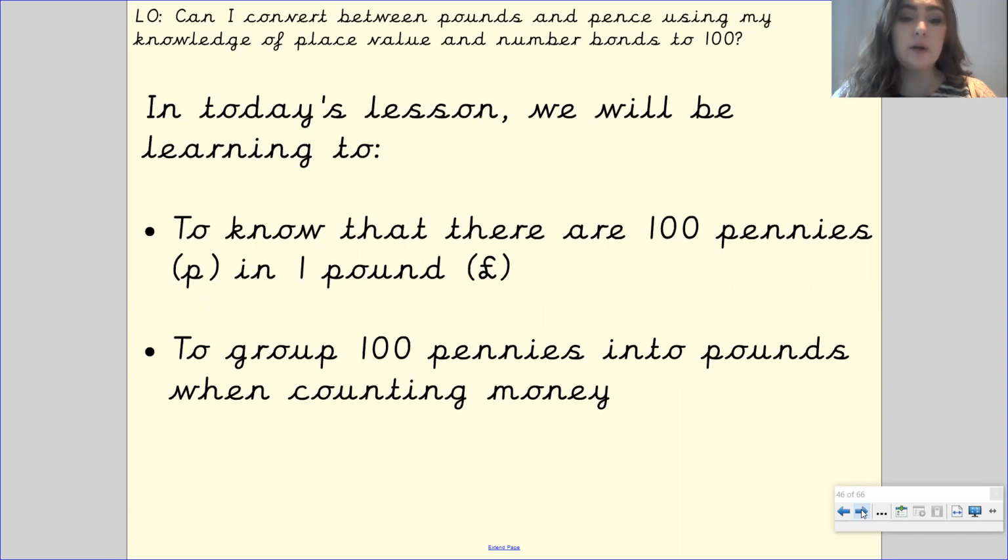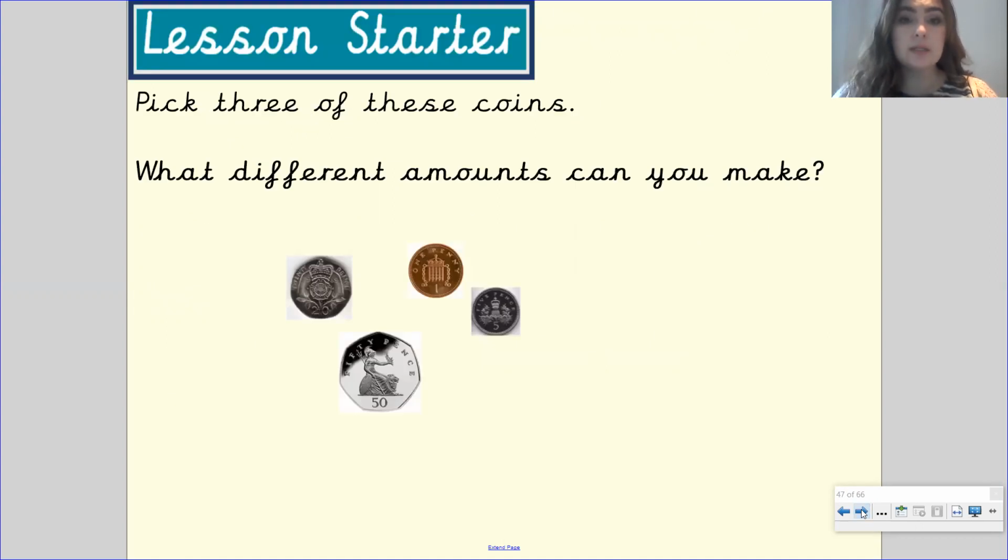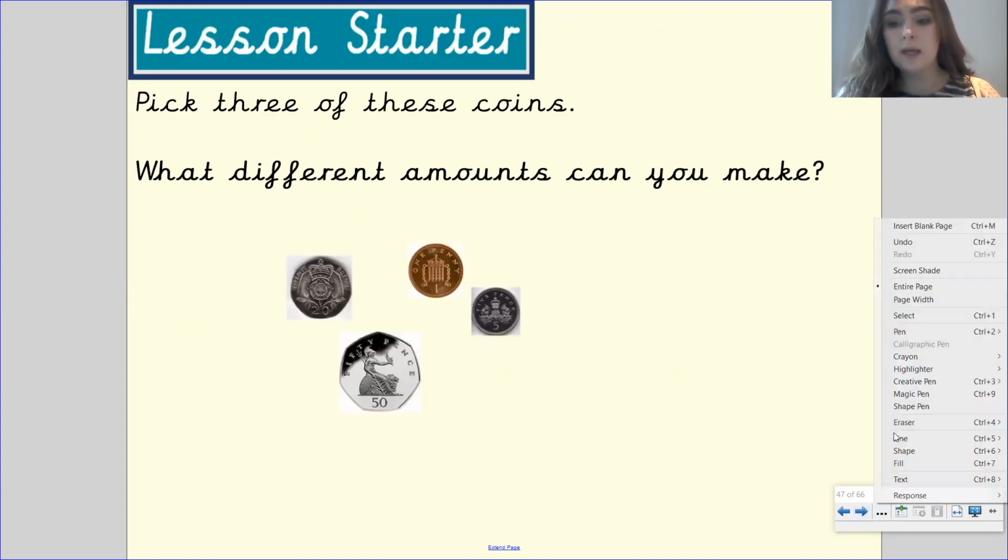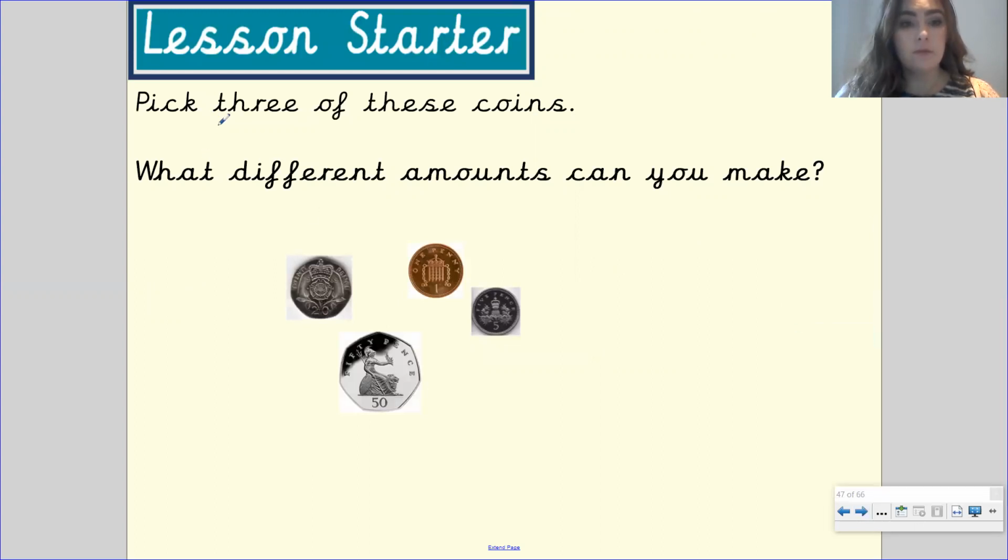Okay, so in today's lesson, we are going to learn to know that there are 100 pennies in £1 and to group 100 pennies into pounds when counting money. So here's a quick starter for us, and I want you to pick 3 of these coins below and find different amounts that you can make. So you can either do this on your mini whiteboard, or if you've got these coins in the house and mums and dads are happy to let you borrow them, then please use them to help you as well. So pause the video to have a go at picking 3 coins and making different amounts.